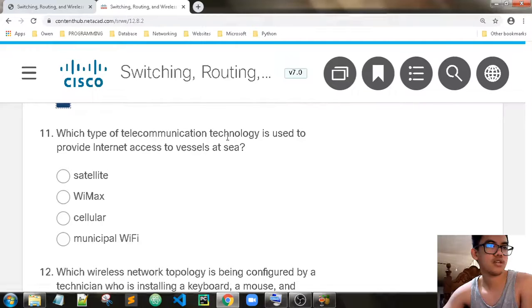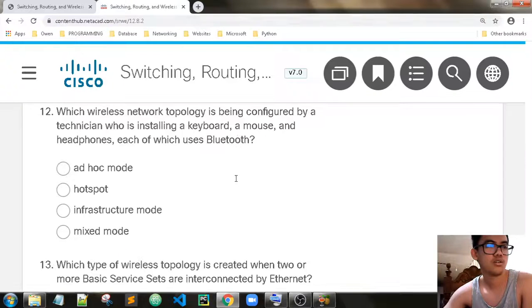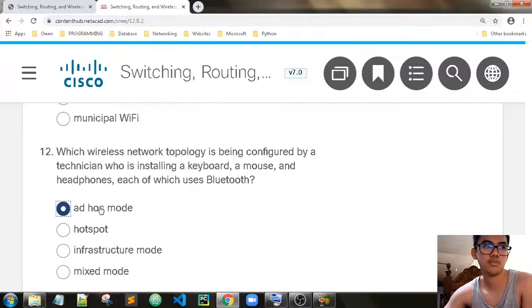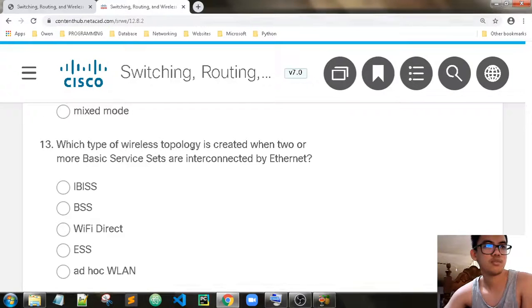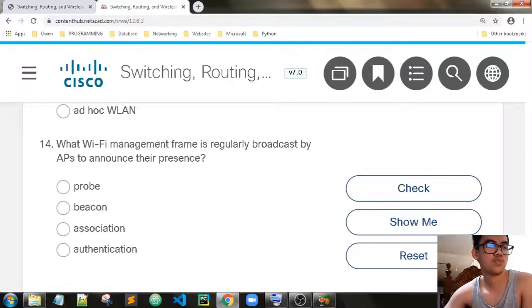Which type of telecommunication technology is used to provide internet access to vessels at sea? We have satellite. Which wireless network topology is being configured by a technician who is installing a keyboard, mouse, and headphones which use Bluetooth? Ad hoc mode. Which type of wireless topology is created when two or more BSSs are interconnected by Ethernet? We have the ESS. What Wi-Fi management frame is regularly broadcast by APs to announce their presence? We have the beacon.